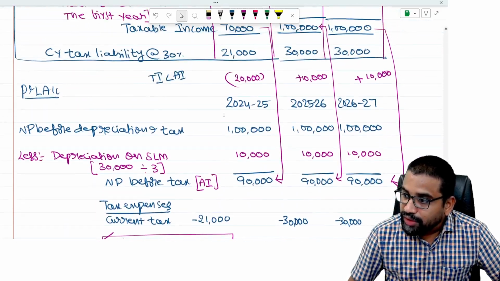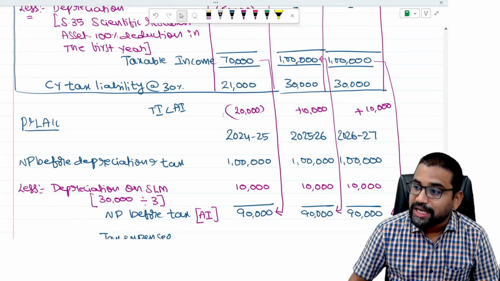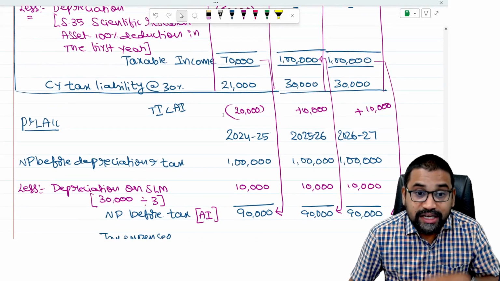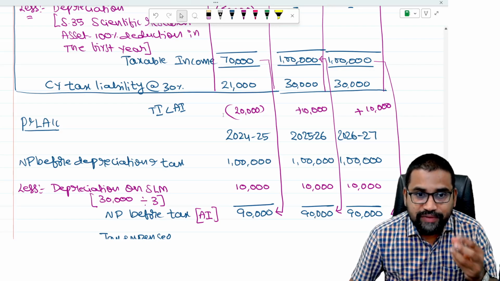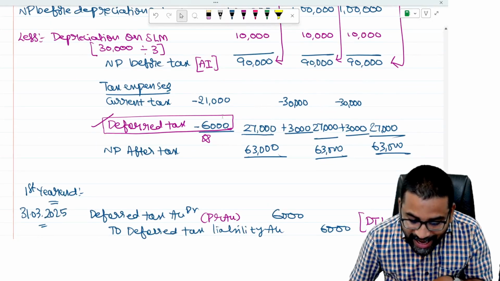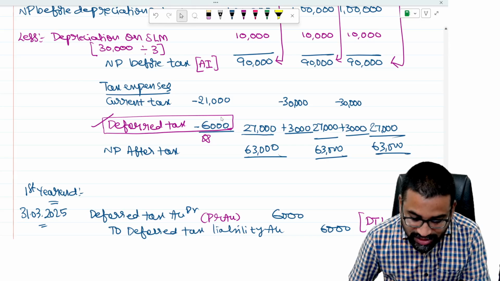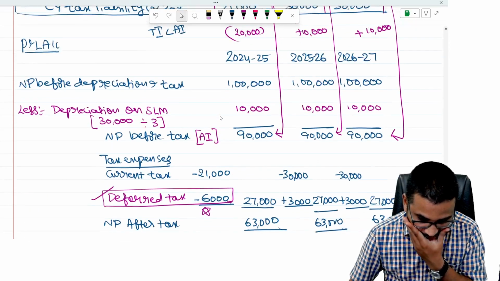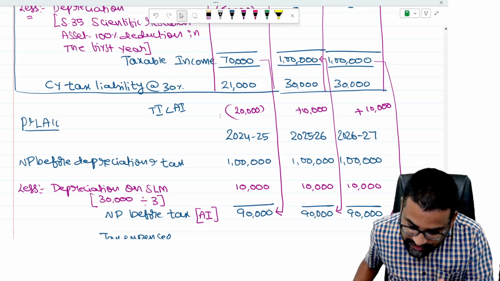Why? Because see, we observed there is a difference between accounting income and taxable income. And the difference is the timing difference. Sir, what is timing difference? Which originates and which is going to reverse. On that I anticipated the tax effect. That is called deferred tax. If you want, you can analyze very simply, sir. See here.